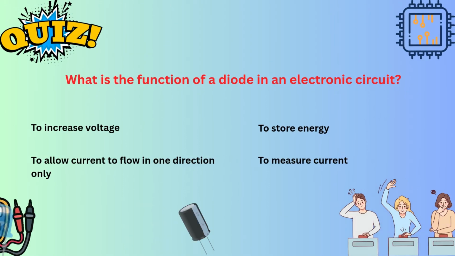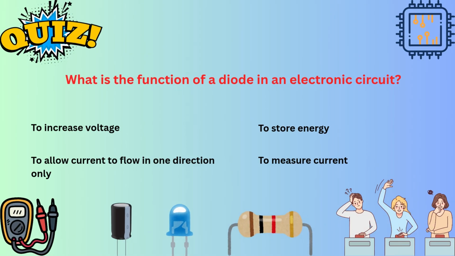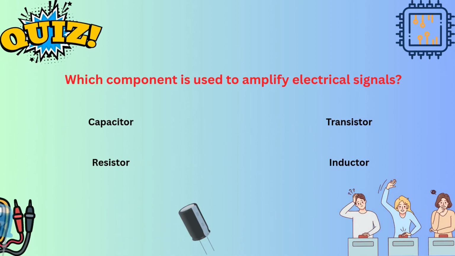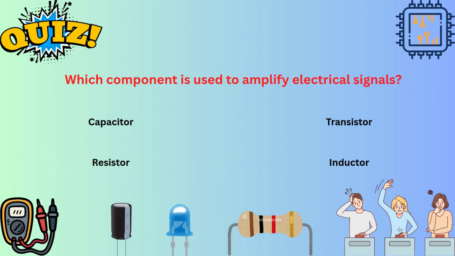What is the function of a diode in an electronic circuit? To allow current to flow in one direction only. Which component is used to amplify electrical signals? Transistor.